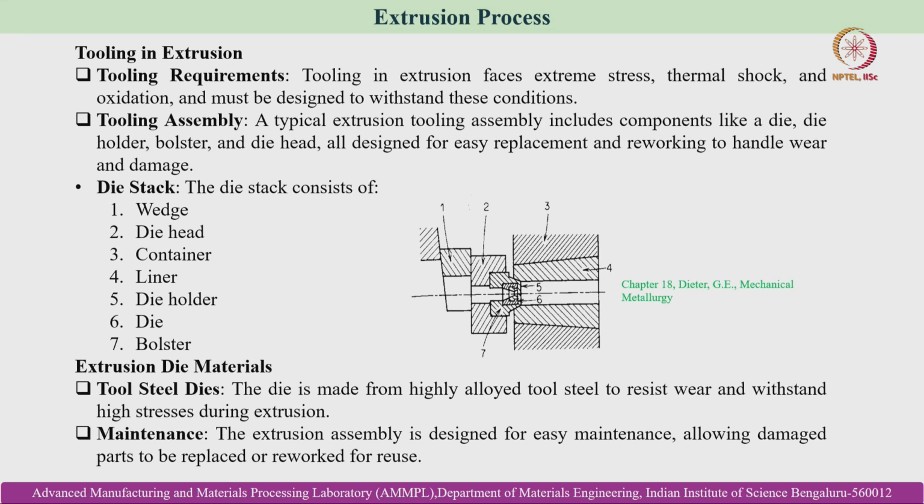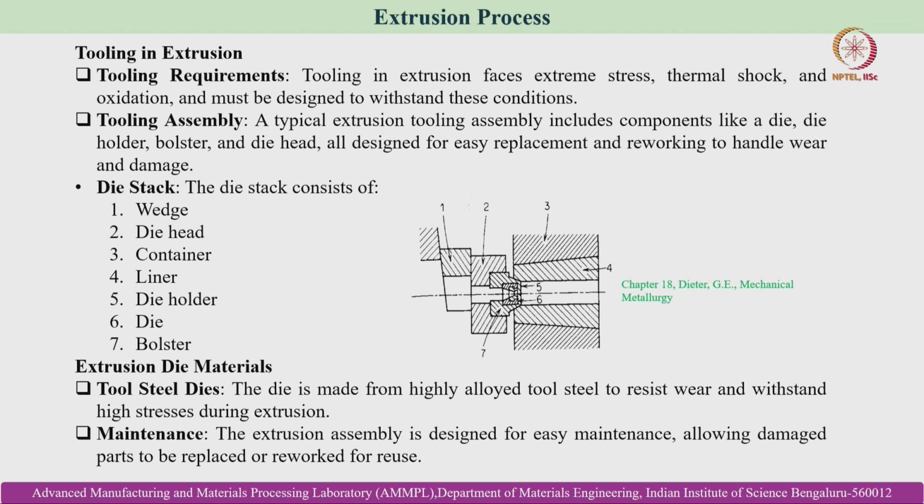So, the tooling in extrusion. Tooling in extrusion faces extreme stress, thermal shock and oxidation, and must be designed to withstand these conditions. That is why the die used in extrusion must be made of tool or die steel, so that it can withstand the extreme stress, thermal shock, oxidation, etc. Tooling assembly: a typical extrusion tooling assembly includes components like a die holder, bolster and die head, all designed for easy replacement and reworking to handle wear and damage.